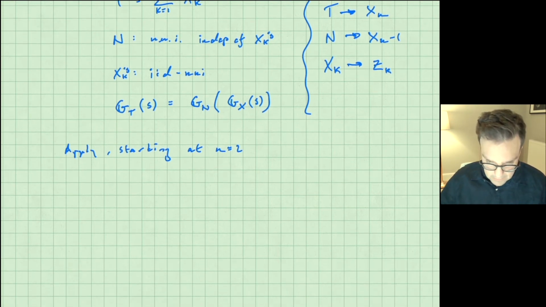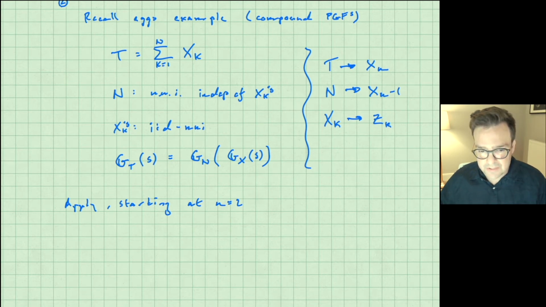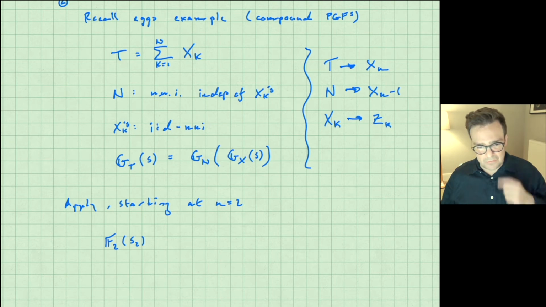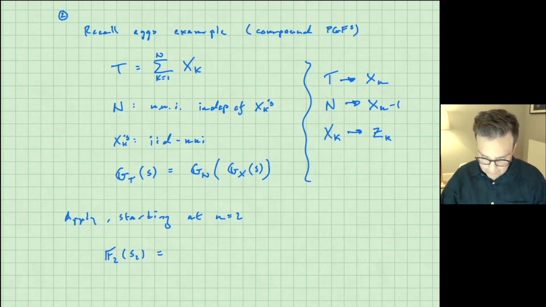Okay, so what we've got is on the left-hand side, we've got the PGF for this. The total is x sub n, so this is going to be the PGF for x sub 2, and that's f sub 2. And we'll give it an argument s. I'm actually going to label the argument here sub 2 as well. You don't have to do that really, but I find it helpful because we're going to start merging things. And so that's equal to this compound thing. So how is it made up over here?